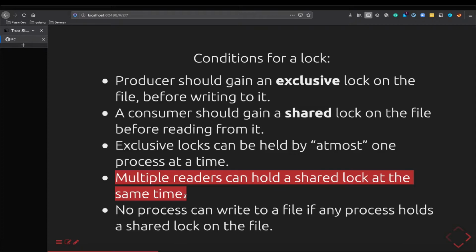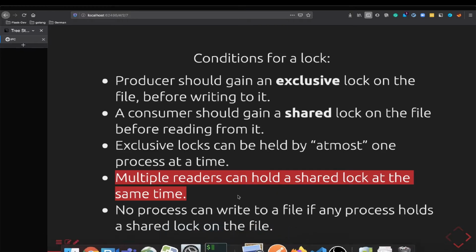Now, one more thing that we come across here is to optimize reads. We should be allowing multiple processes or multiple consumers to be able to read from the file at the same time, right? So if a consumer is able to get a shared lock, or if multiple consumers are able to get a shared lock, they should be able to read the file at the same time. So this is what this condition tells.